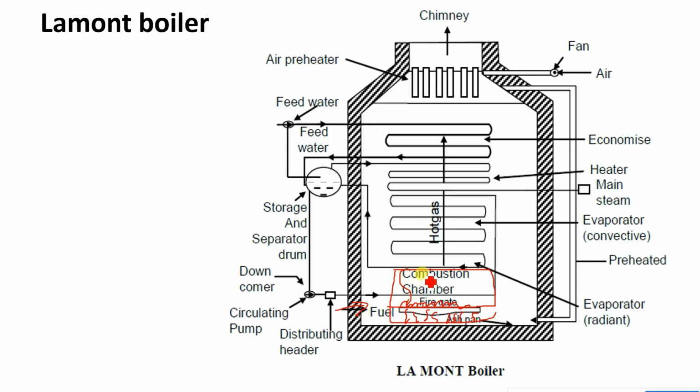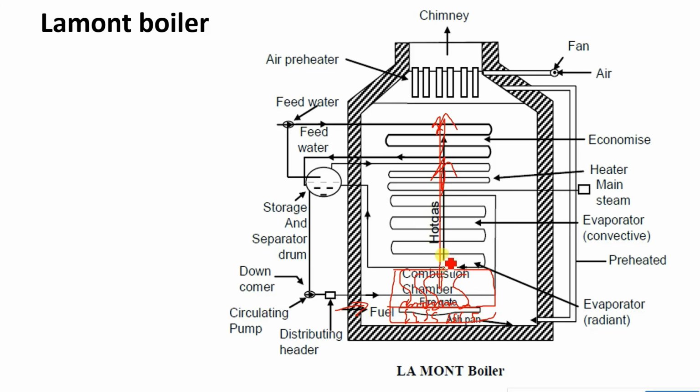Here combustion takes place, and the flue gases or combustible gases move in the upward direction. First, they hit the water in the evaporator, then the water in the superheater, and then the water in the economizer.